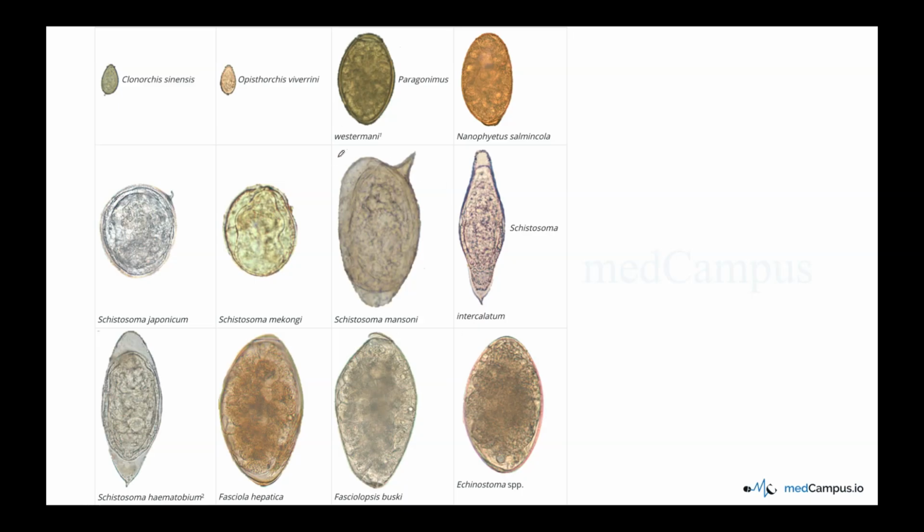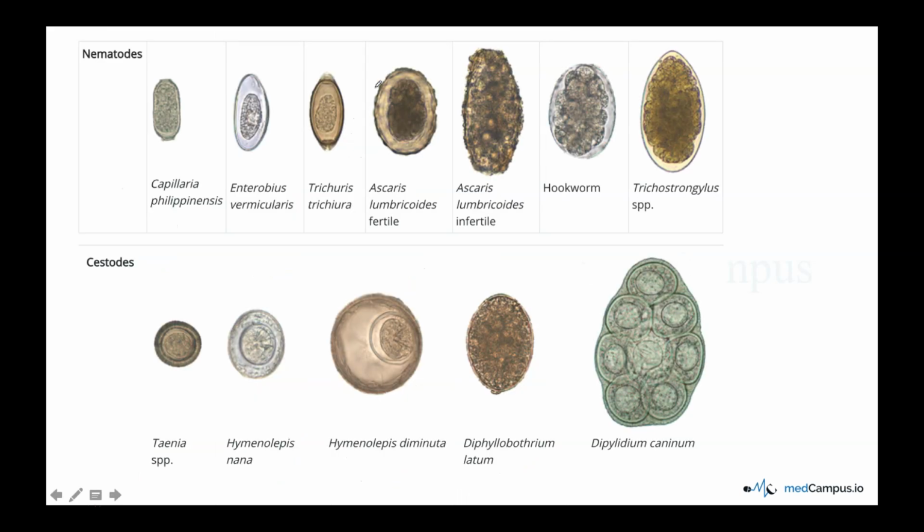But please look at this. Can you see an operculum here? Can you see an operculum or lid-like structure here? What are the operculated eggs? Paragonimus westermani, Opisthorchis, Clonorchis, and what was that cestode egg which is operculated? What was it? It is Diphyllobothrium latum.